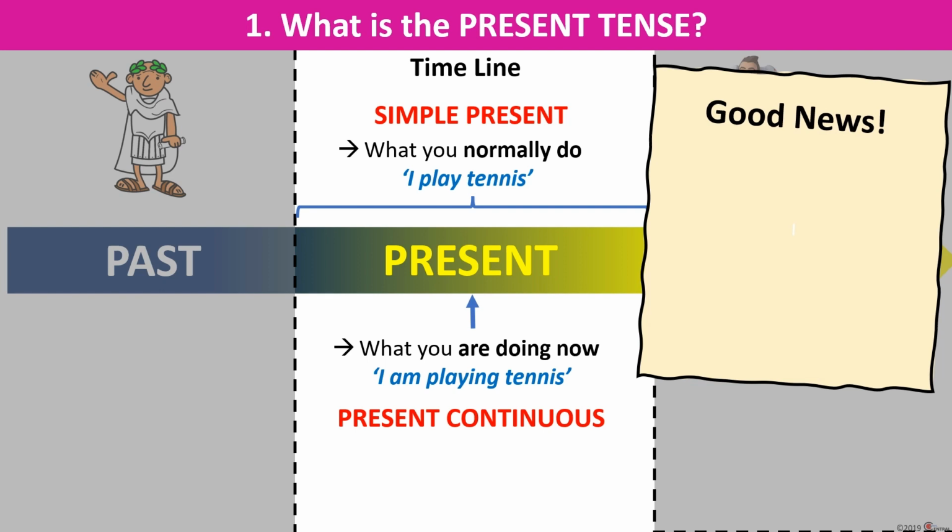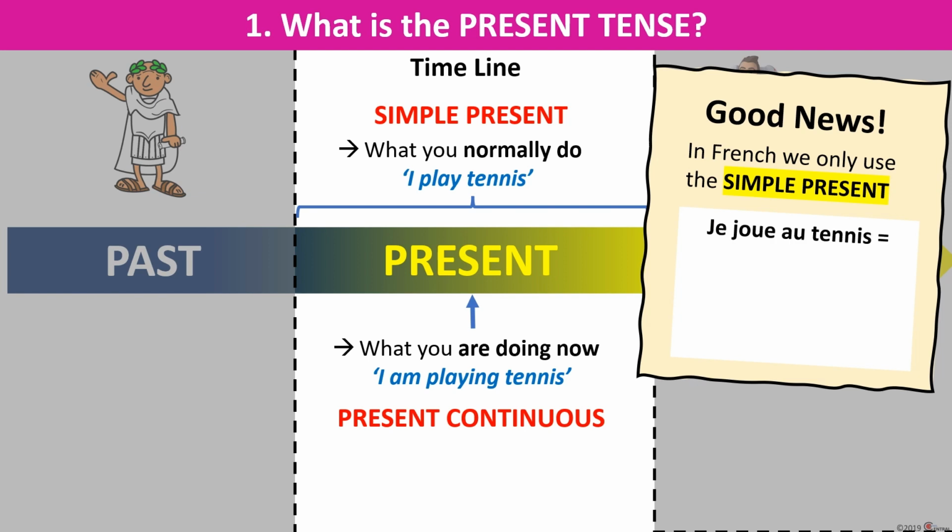Now there's some good news. In French, we only use the simple present. This means that "je joue au tennis" will be translated as "I play tennis" and "I am playing tennis." The present continuous doesn't exist in French. That's important because sometimes, and I've seen students do that quite often, they're trying to translate word for word. So they start by translating "I am playing tennis," so they say "je suis," then something else, and that doesn't work. All you have to remember is the simple present.